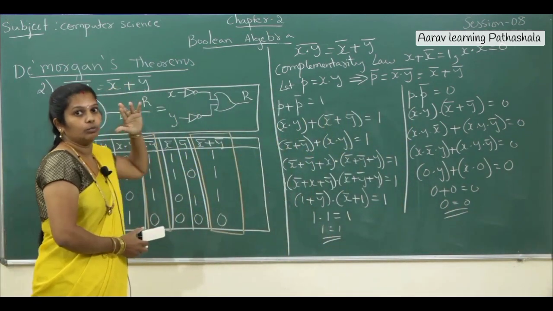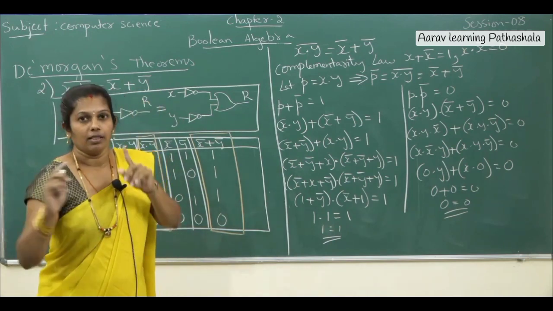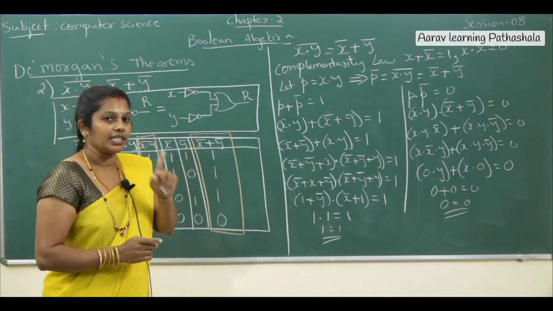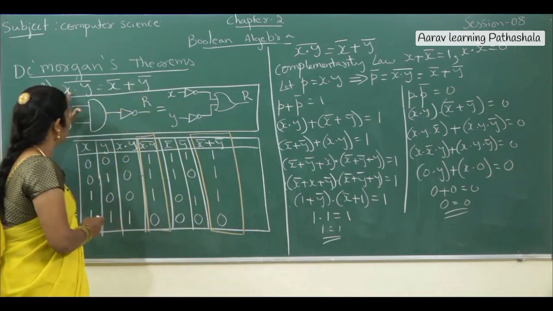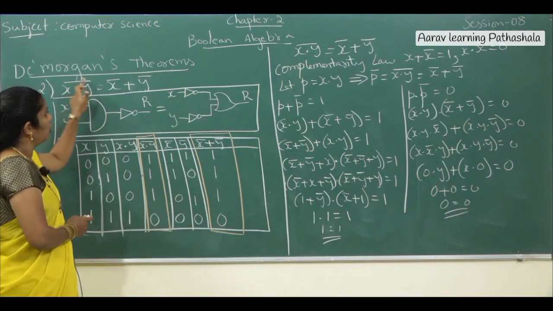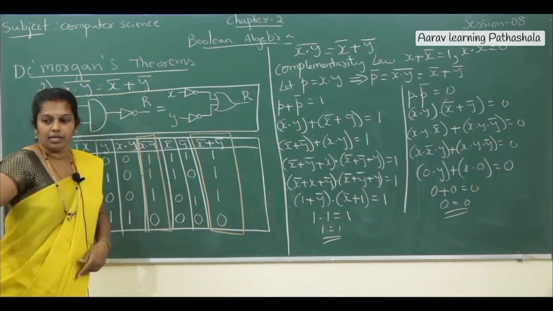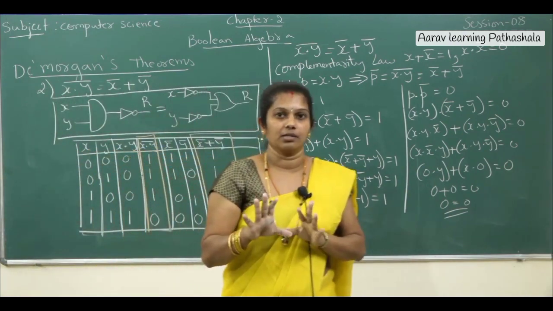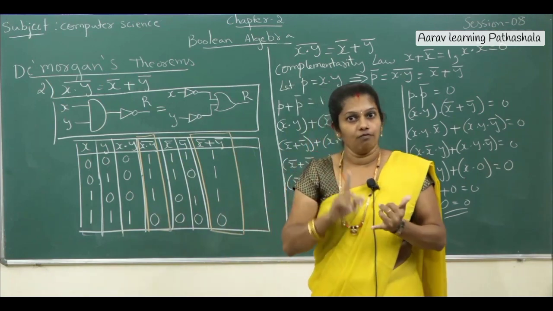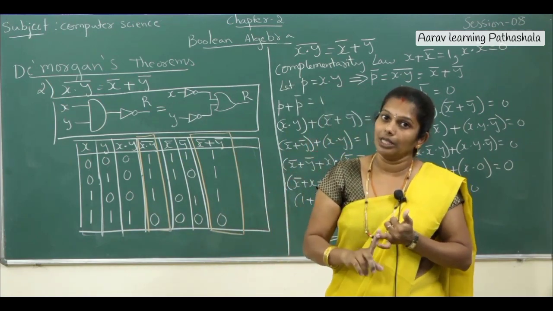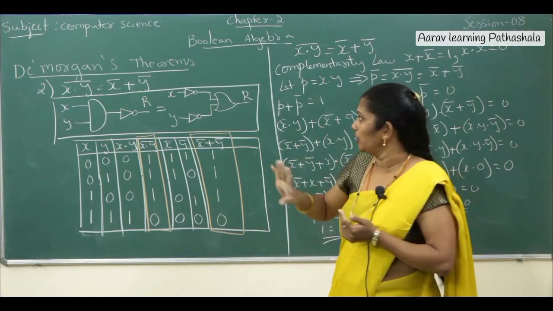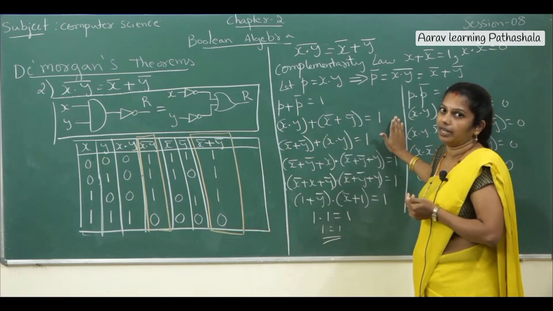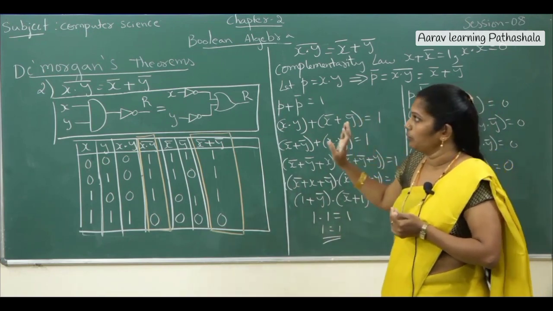These are the two postulates of De Morgan's theorem. The first De Morgan's theorem states that (x plus y) whole bar equals x bar into y bar, whereas the second states that (x into y) whole bar equals x bar plus y bar. This is a very important question because in the exam they will ask it for 5 marks. At that time they will ask either only the first De Morgan's theorem or only the second. In that case you have to write the circuit diagram, the truth table, and solve by using the algebraic method. These are the things I explained today.